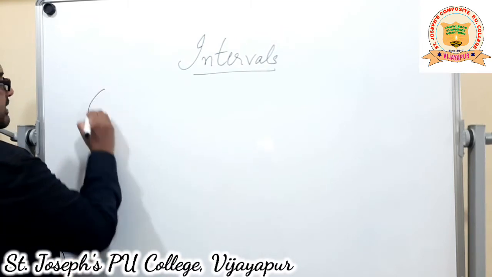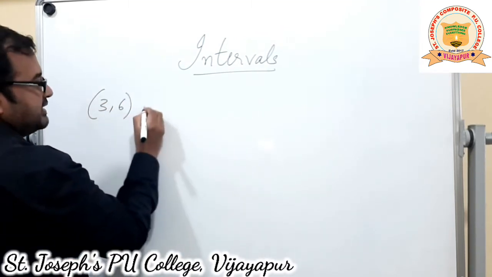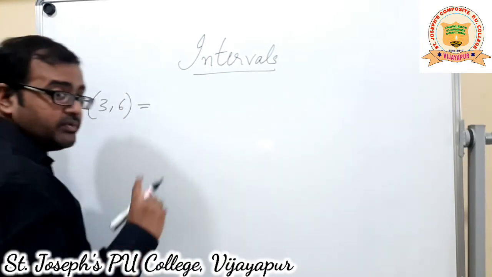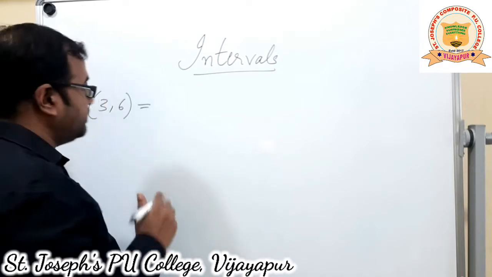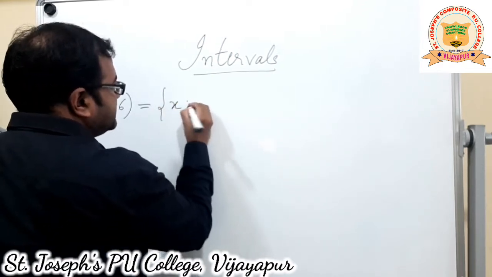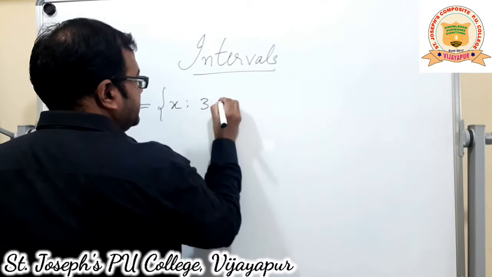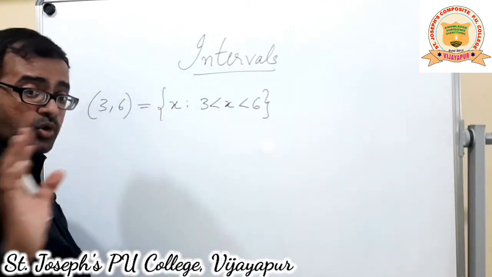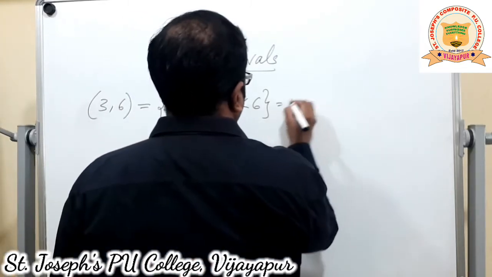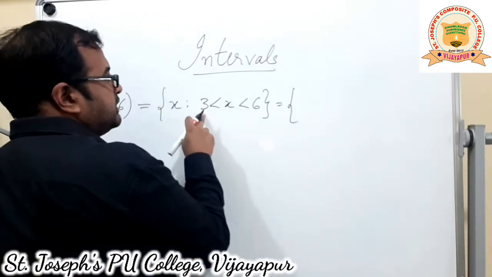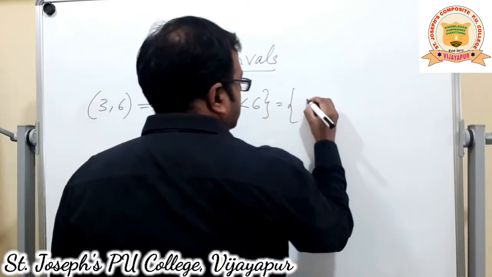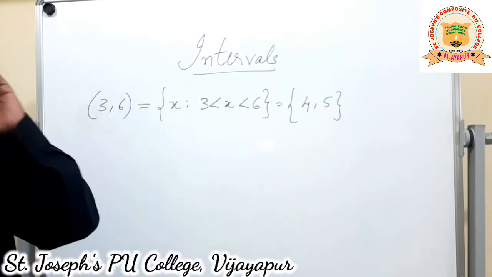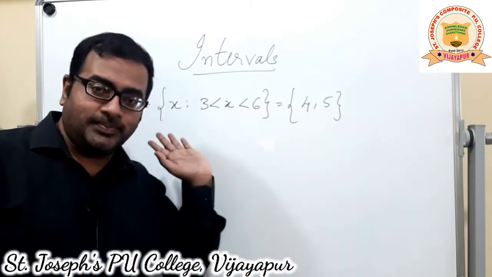So now let me take some examples from natural numbers. (3, 6). You can see that these brackets indicate it's open on both sides. Open interval means we exclude both the lower and upper limit. So how do you define that? X such that 3 < x < 6. This is from natural numbers I am talking. Which are those numbers? 3 should not be included, 6 should not be included. 4 and 5. This is how an open interval looks. These two numbers will not be visible at all here.